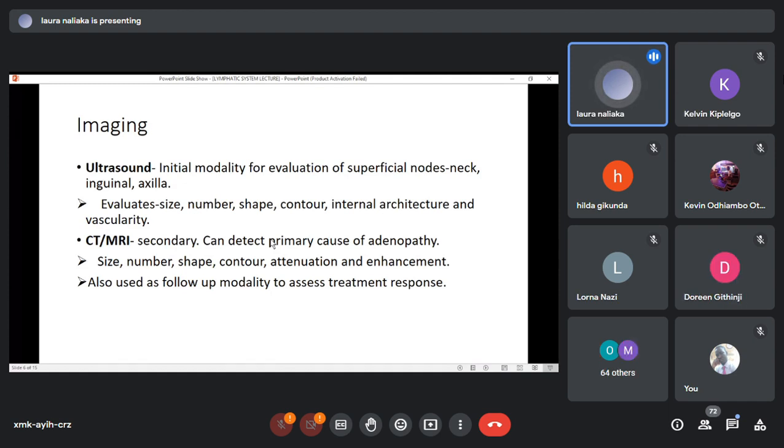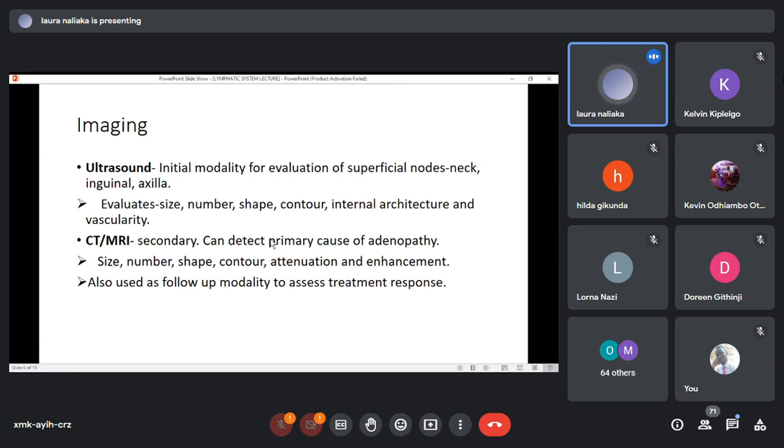CT is usually secondary. Advantage for CT, be able to pick the primary cause of adenopathy because it's a cross-sectional imaging, so you'll be able to see the entire either abdomen or the entire neck as you are evaluating the nodes. On CT also you can pick the size, number, shape, contour, attenuation, and enhancement, just to differentiate between benign and malignant. CT is also used as a follow-up modality to assess treatment response, especially in cases of lymphoma or intra-abdominal malignancy with nodal metastasis.